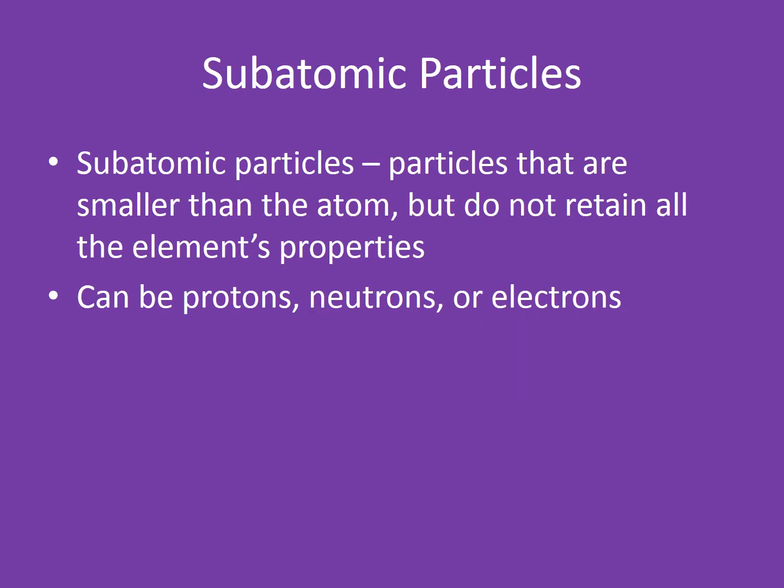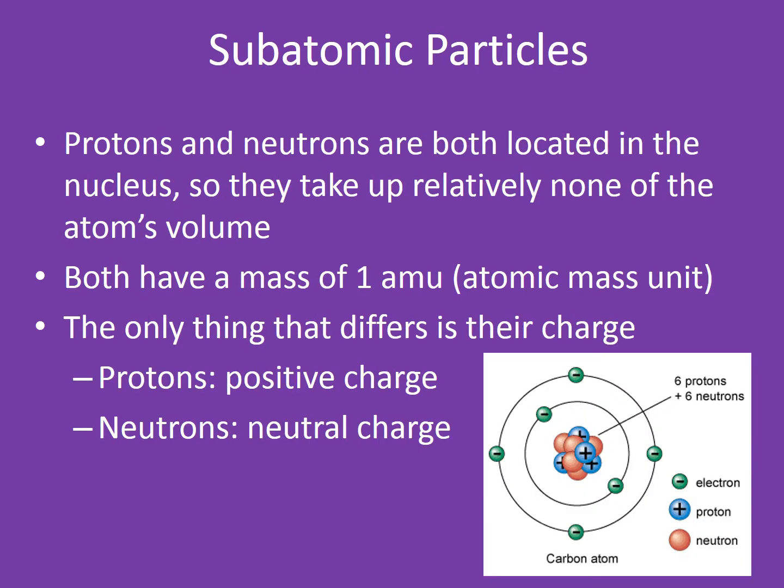So speaking of subatomic particles, protons, neutrons, and electrons, we're going to focus on their individual characteristics. So we're going to treat protons and neutrons pretty much the same, because the only big difference between them is something that we already know from our electricity unit, that protons have a positive charge and neutrons have a neutral charge. But what we're going to focus on are the other things that we haven't covered. So first of all, they're both located in the nucleus.